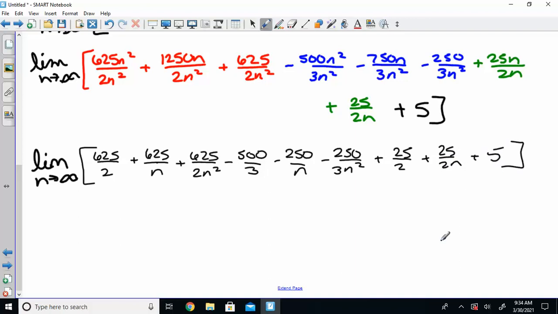Is everybody with me? A lot of algebra on this one. It's not pretty at all. We know if we do this limit, anything with an n on the bottom turns into 0. So we end up with 625 over 2 minus the 500 over 3 plus 25 over 2 plus 5.